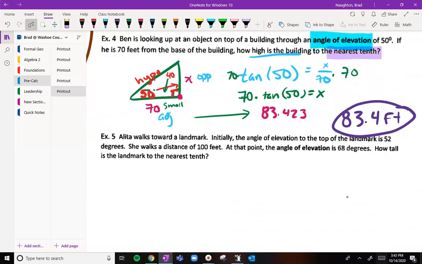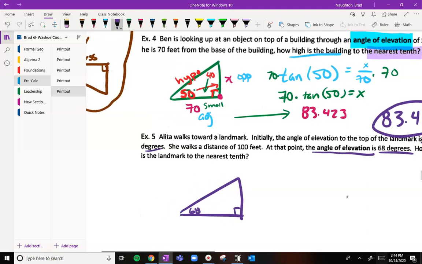All right, next one. Scan, scan, scan. It tells you angle of elevation. We're looking up again. Booyah, Grandma. It says 68 degrees. Wonderful news. Oh, wait. It also has a 52 degrees in there. How does that work? Well, that means we better have two triangles if we have two angles of elevation. So that's going to be 52.